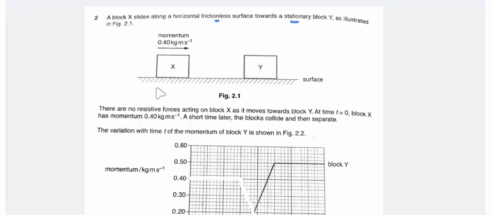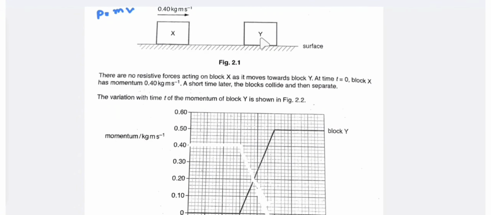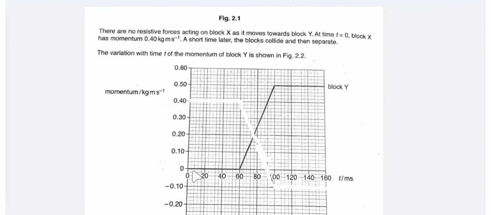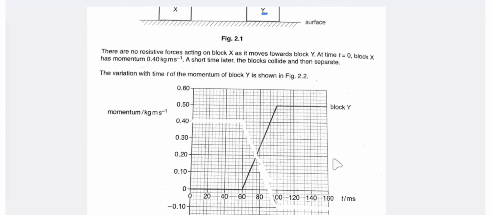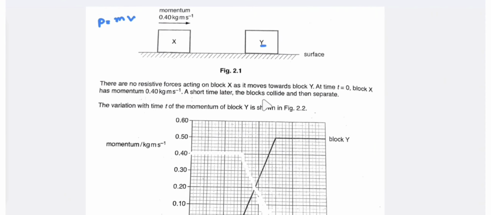So we have given the value of momentum for block X. And what is momentum? We know that momentum is equal to mass into velocity. A short time later, the blocks collide and then separate. The variation with time for the momentum of block Y is shown in figure 2.2. So for block Y, we have given the momentum against time graph.